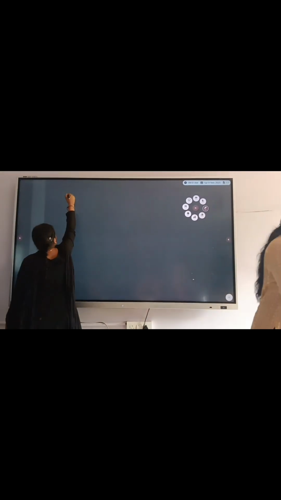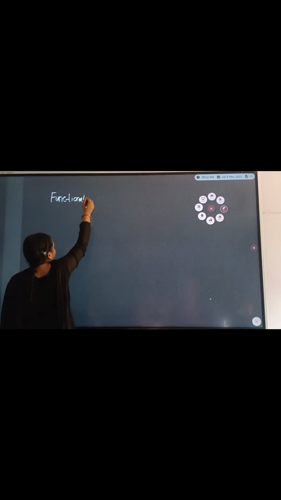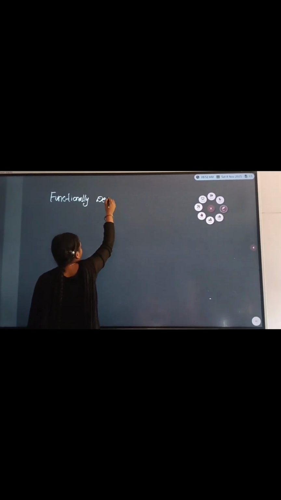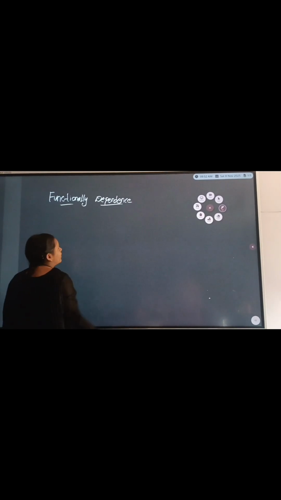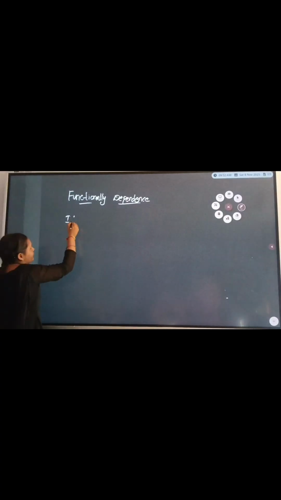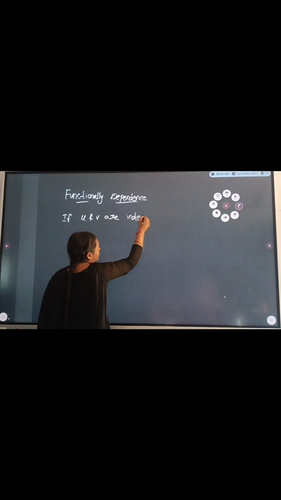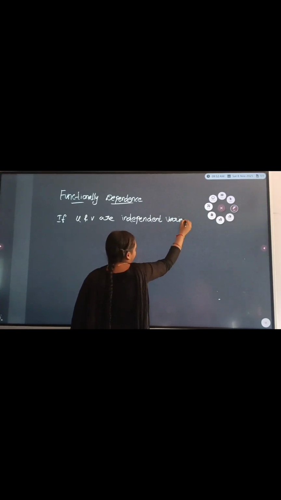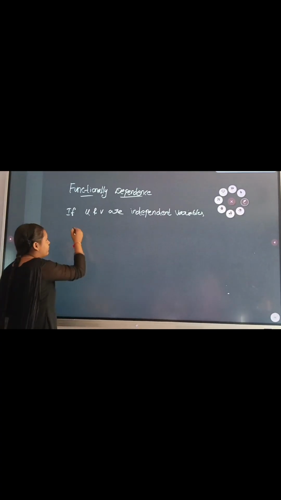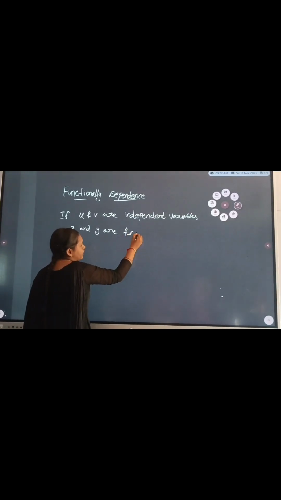Today our topic is functional dependence. Functional dependence means if u and v are functions of x and y, then x and y are functionally dependent.